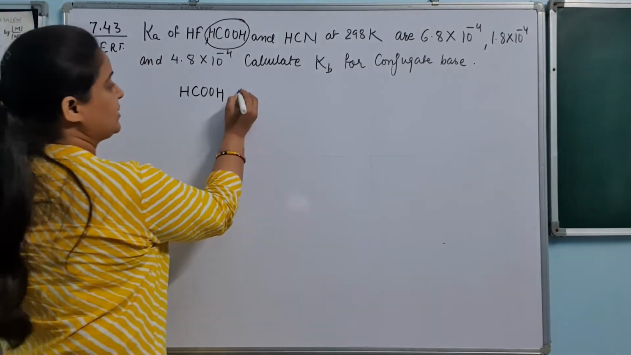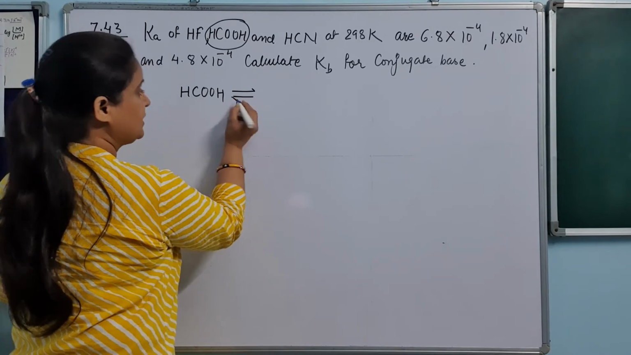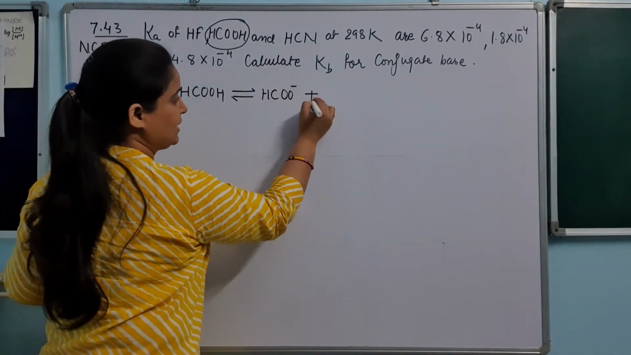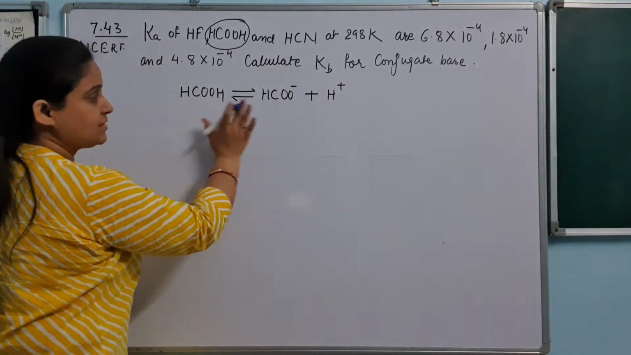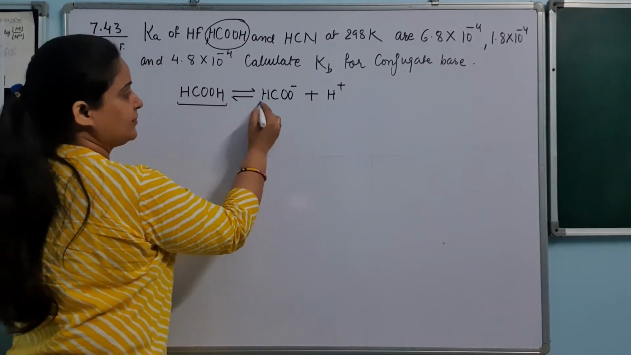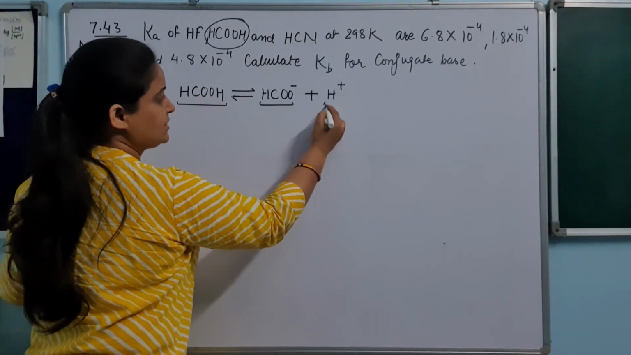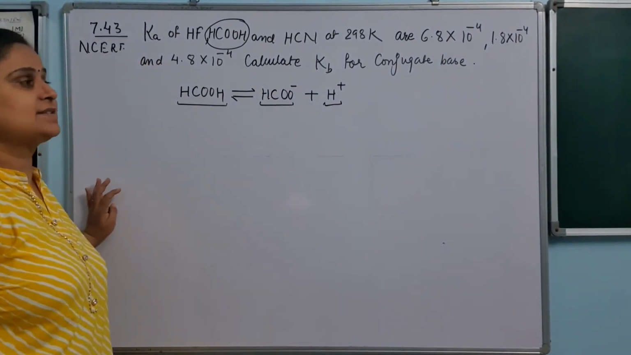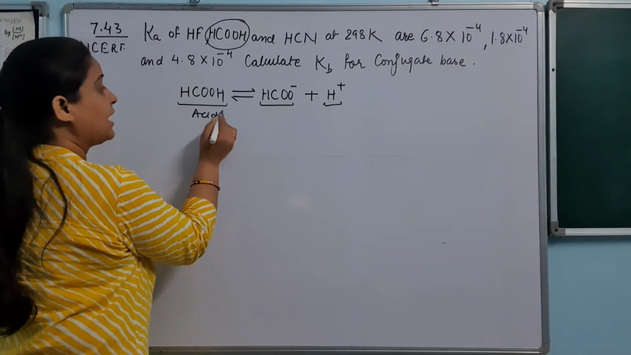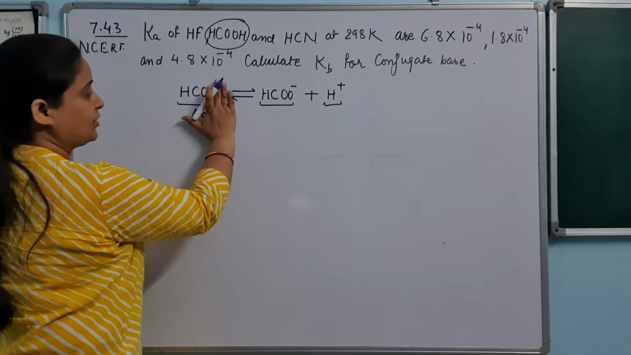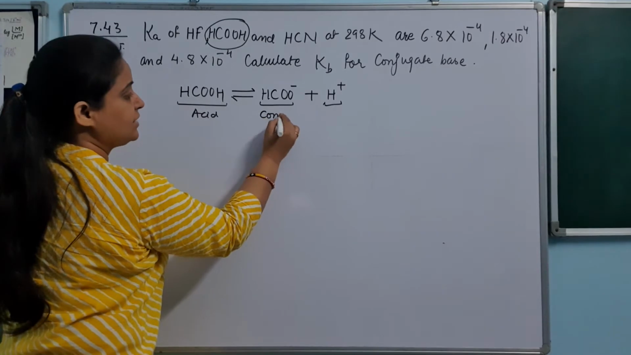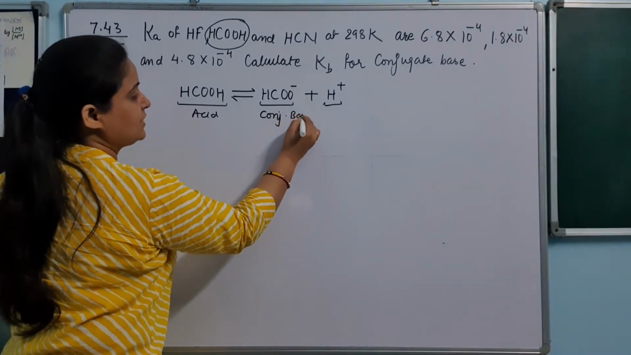So what will you do for that? For that, you have to dissociate it. I'm dissociating it as HCOO minus plus H plus ion. So this is how it is going to dissociate. This is formic acid, and this is the ion into which it is dissociated. So this is the acid, and after the release of this H plus ion, whatever is left out is the conjugate base. So this is the conjugate base of this acid.